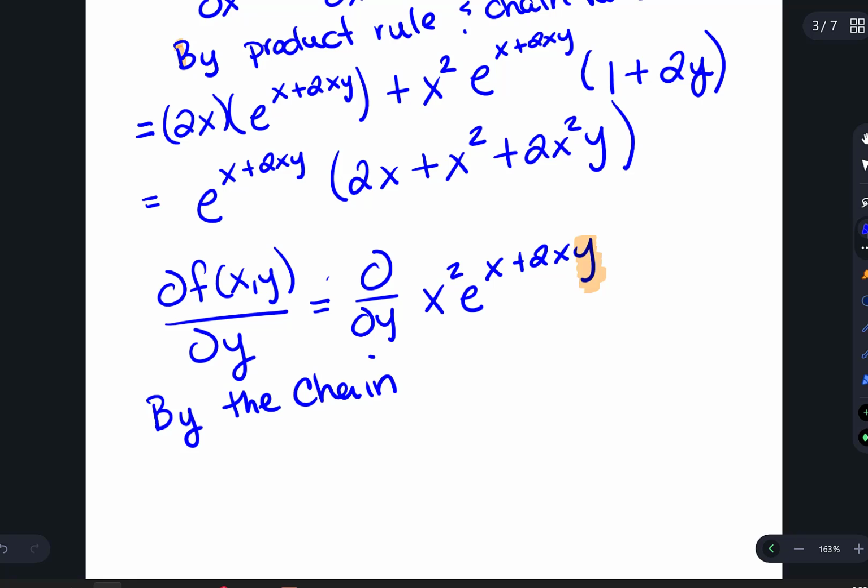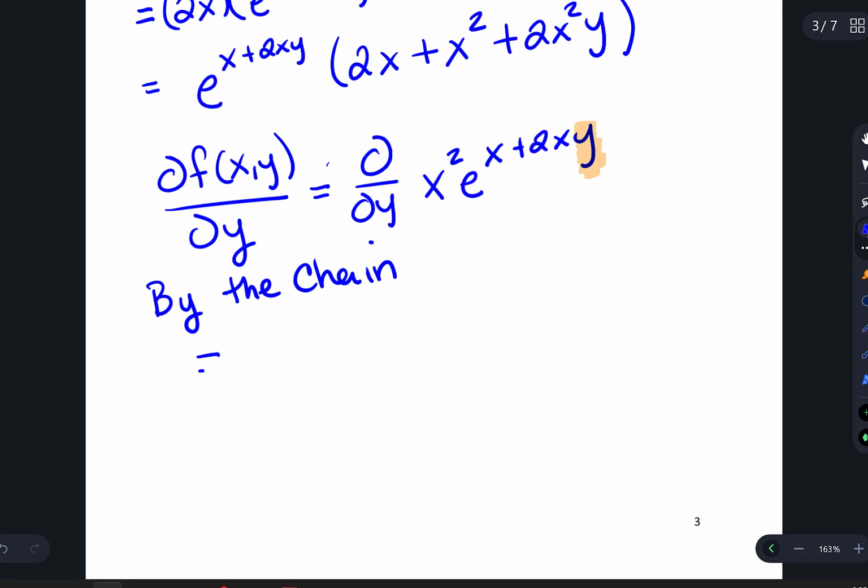And this is because that x squared, we're going to be treating that as a constant. So this derivative, we've got that constant x squared. We're going to multiply that by e to the x plus 2xy. And again, that's because we know the derivative of e to the y with respect to y is just e to the y. And then we need to multiply by the derivative of that inner function with respect to y.